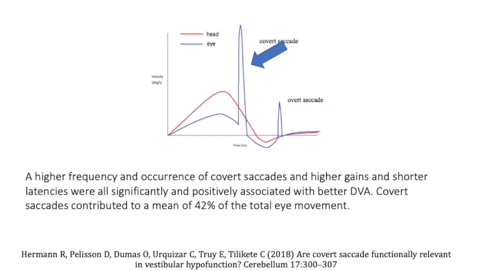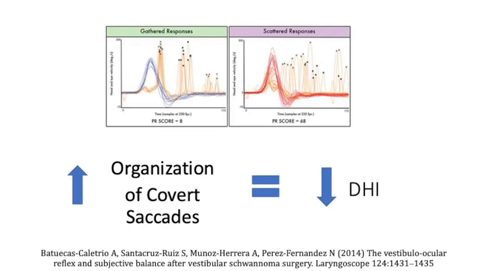This study highlights the role of covert saccades in improving dynamic visual acuity in bilateral vestibular hypofunction. Covert saccades occur in 76% of head impulses. Dr. Verdecchia quantified covert saccades in a group of 49 patients who had undergone resection of an acoustic neuroma at least a year before, none of whom had vestibular rehab. They found that the group in which saccades were highly organized had a lower DHI score.